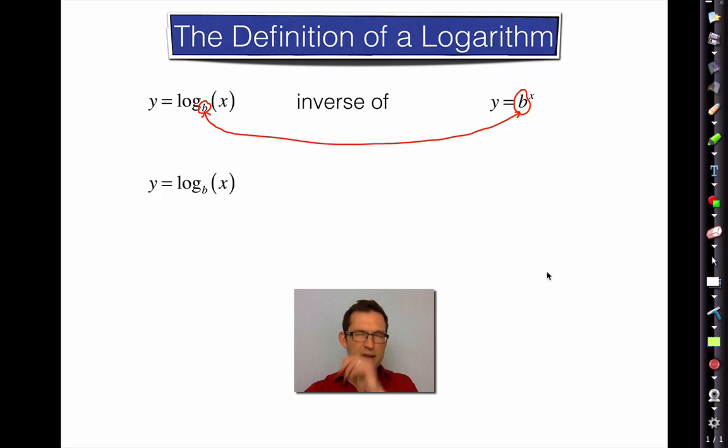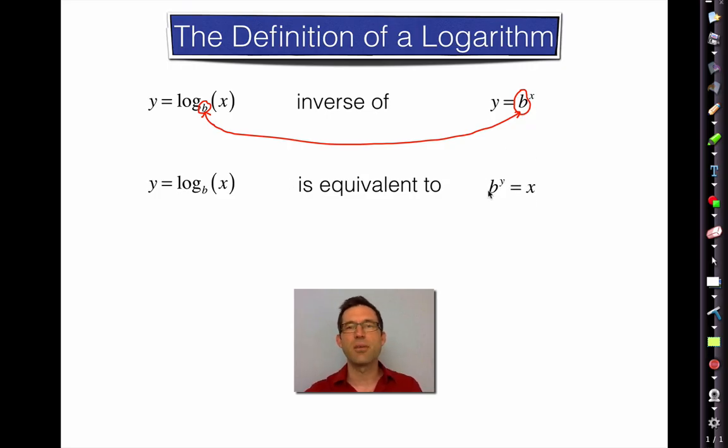But now think about it, right? To find the inverse of this, we would just switch x and y. So that means that log base b of x is the same as b to the y equals x. This is what's known as the equivalent exponential equation. All right.